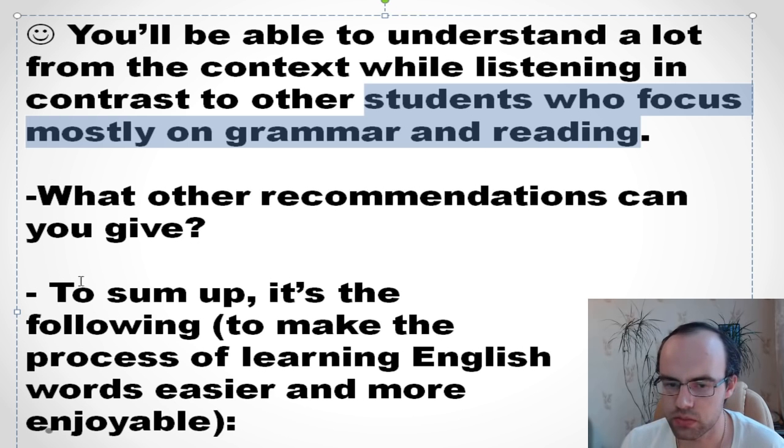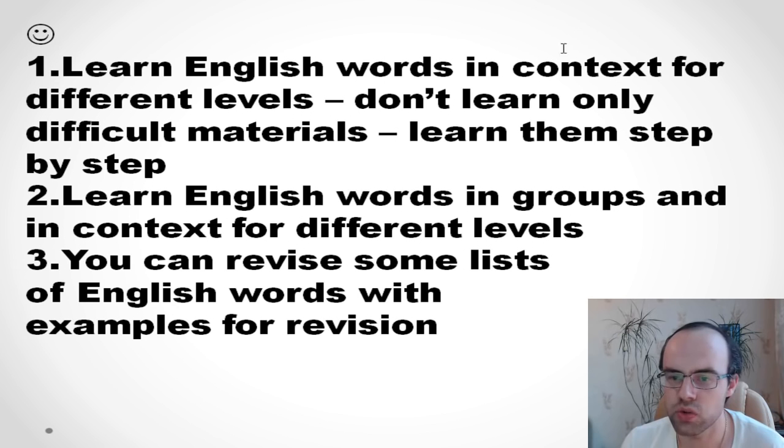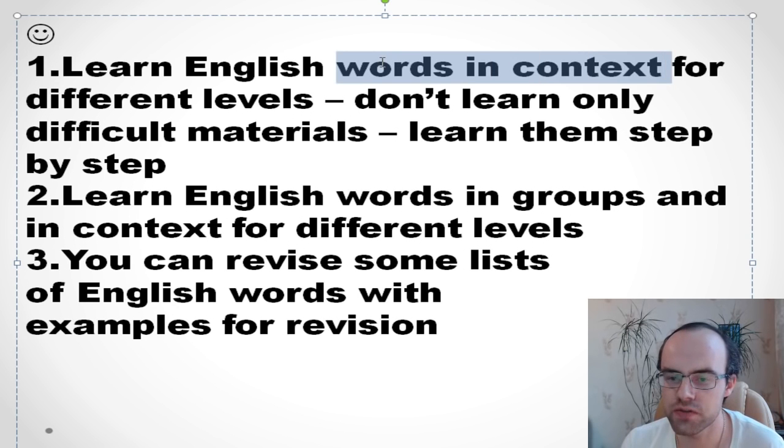So to sum up, in conclusion, it's the following. To make the process of learning English words easier and more enjoyable, so that you can enjoy it, to learn really 20,000 English words or more, learn English words in context for different levels.